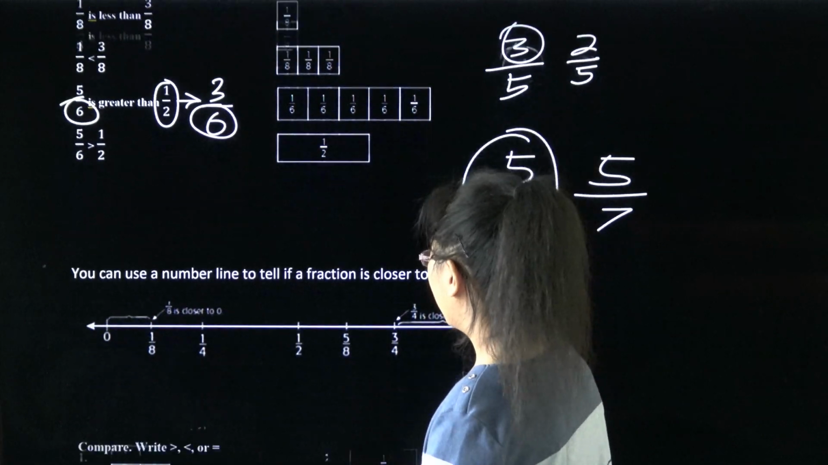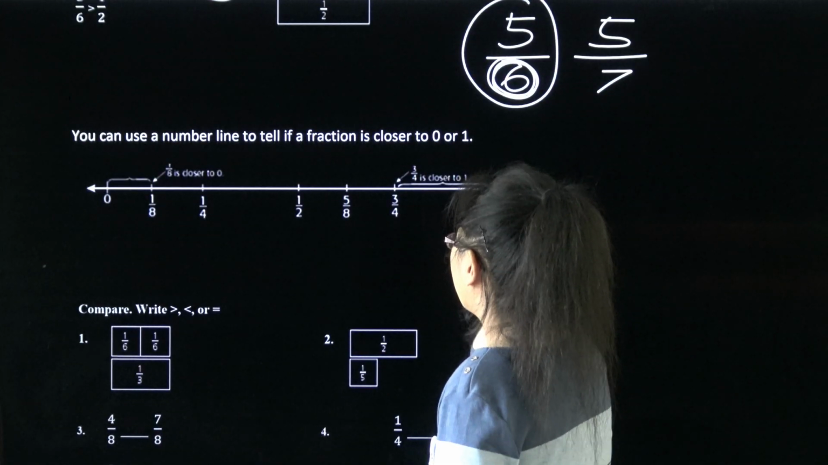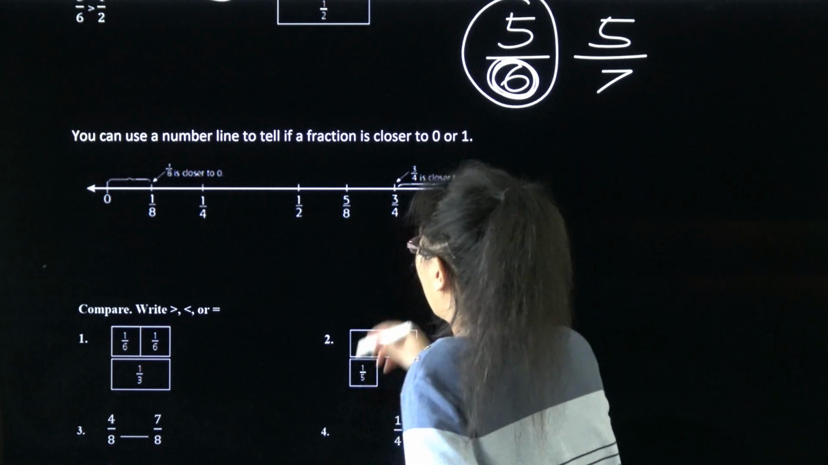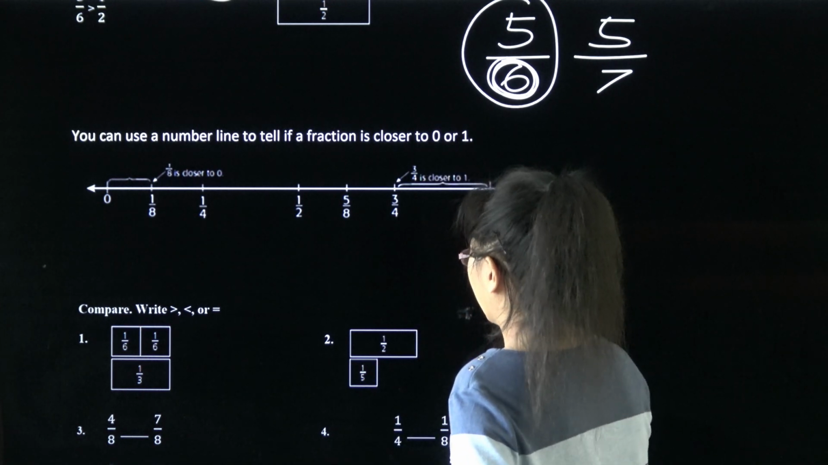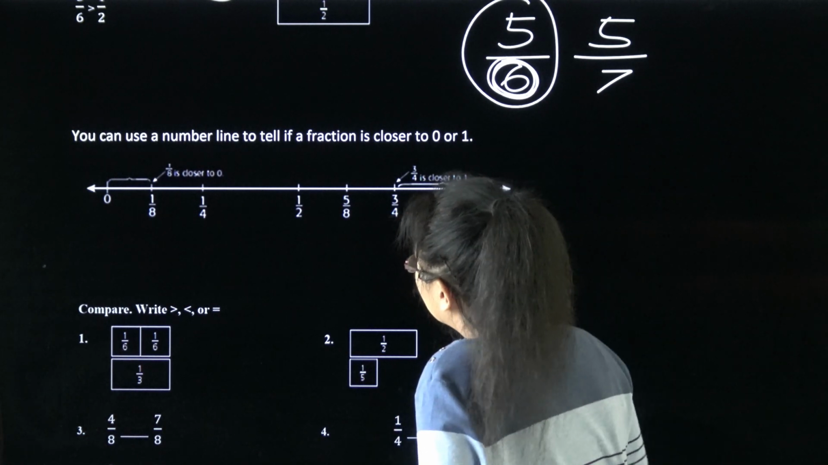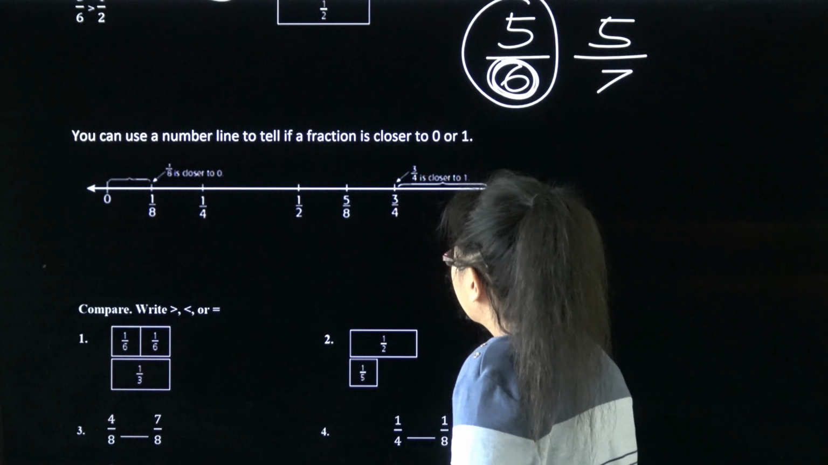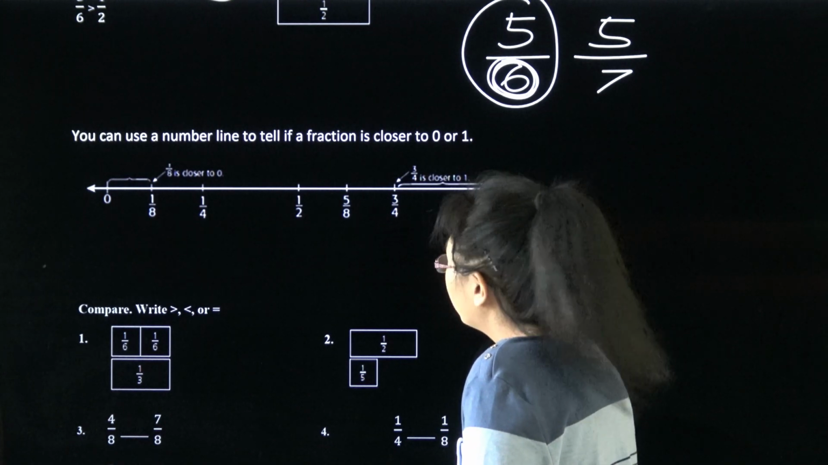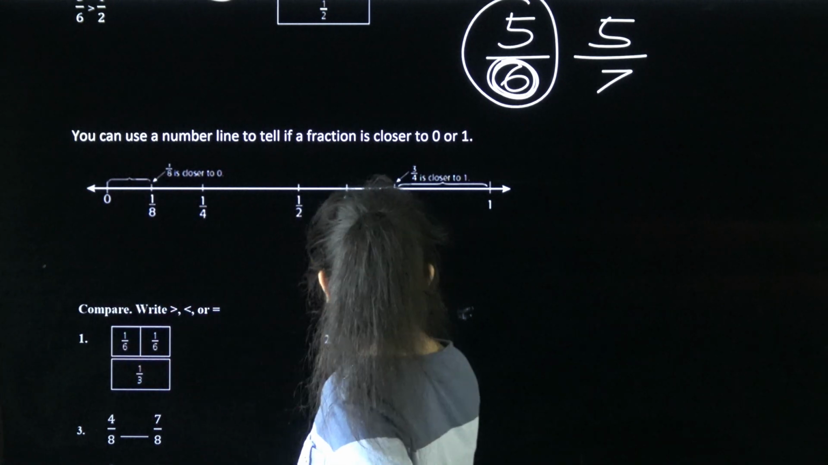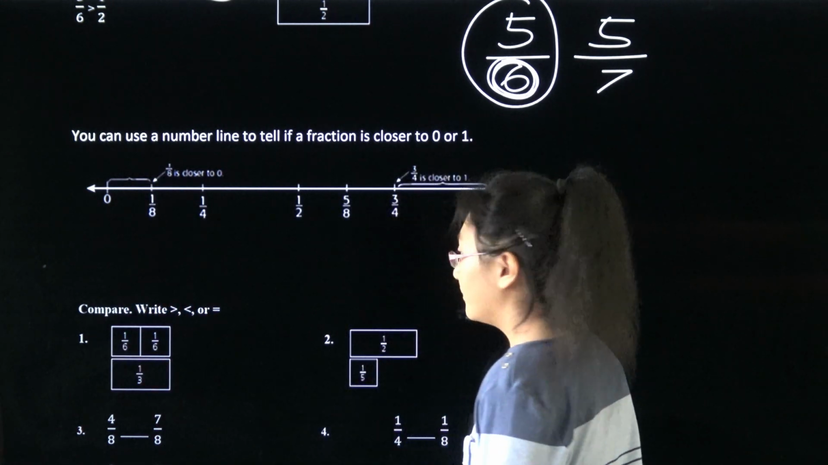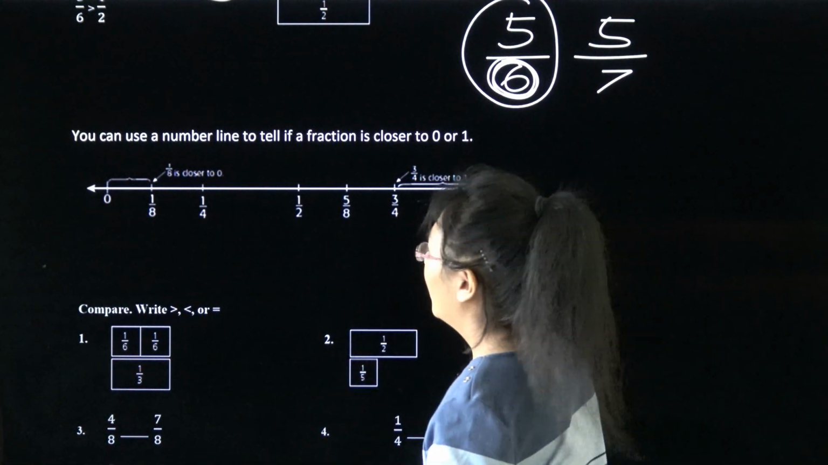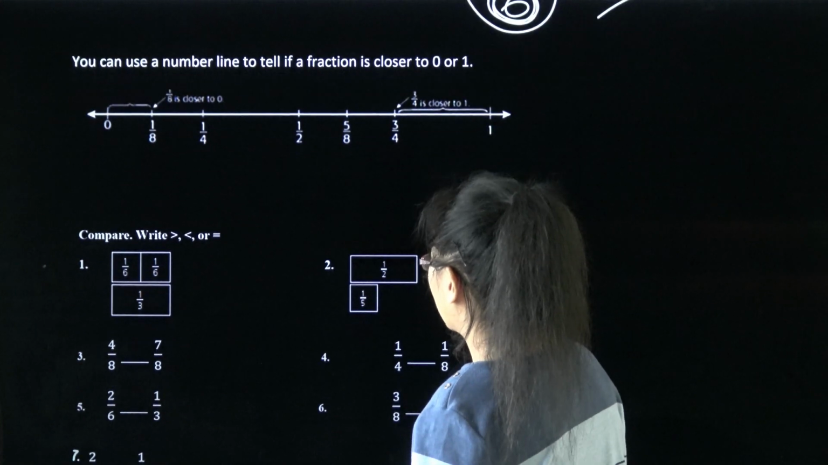You can also use a number line to tell if a fraction is closer to 1. And the closer it is to 1, the bigger it is. Because as long as the numerator is smaller than the denominator, and it's not a mixed fraction, which we'll be learning about later, then it's going to be less than 1. So you see, 1/8 is closer to 0, and 3/4 is closer to 1. Or you could just use a good old equivalent fractions method, or comparing numerator and denominator.